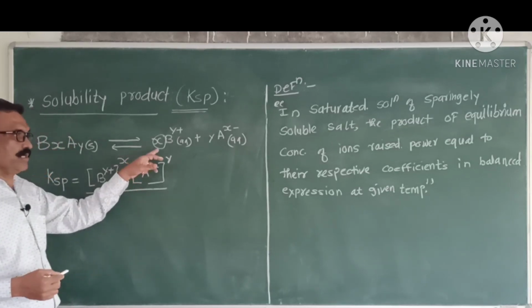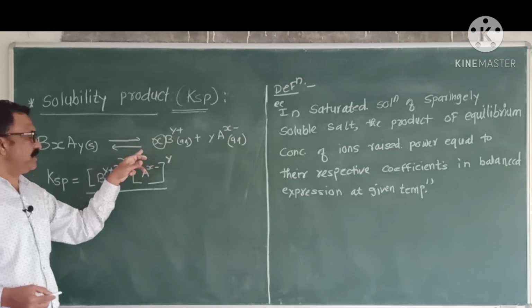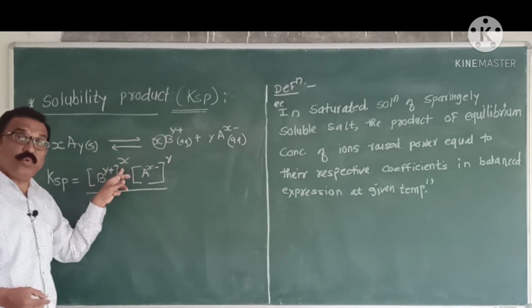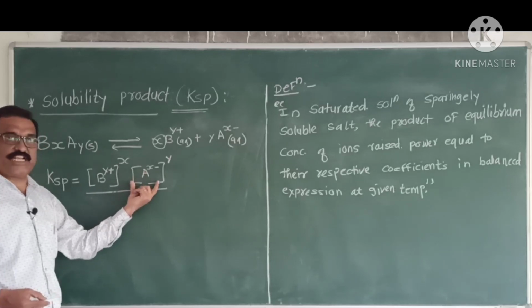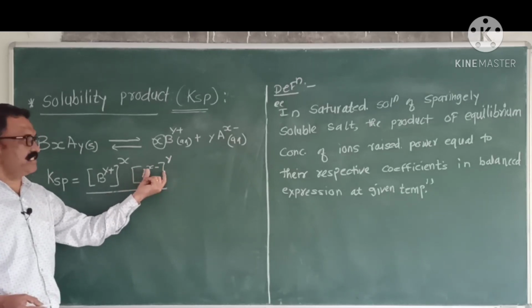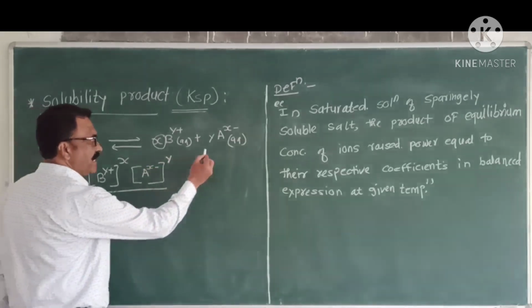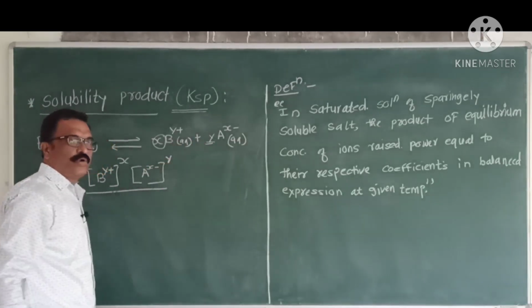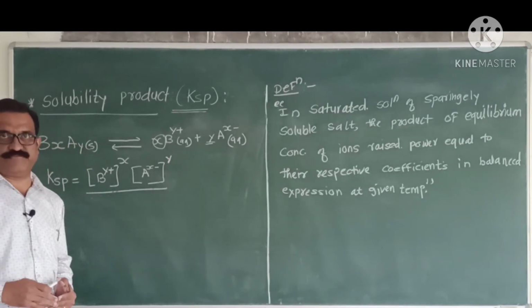If X is equal to 1, then the power will be 1. If X is 2, then the power will be 2, and so on. Similarly, the concentration of Ax minus is raised to the power Y. Here Y represents the coefficient of the negatively charged ion in a saturated solution.